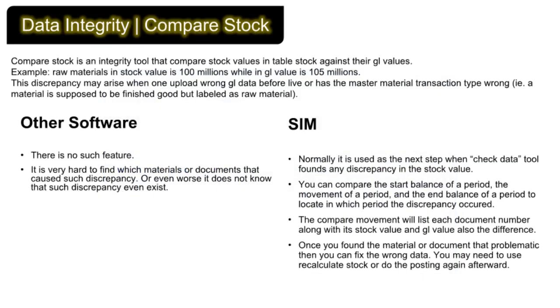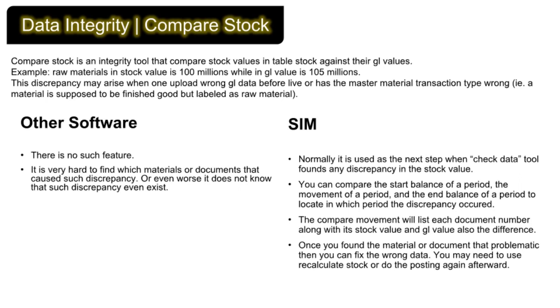Compare stock is an integrity tool that compares stock values in table stock against their general ledger values. Example. Raw materials in stock value is 100 millions while in GL value is 105 millions. This discrepancy may arise when one upload wrong GL data before live or has the master material transaction type wrong. Normally it is used as the next step when check data finds any discrepancy in the stock value.